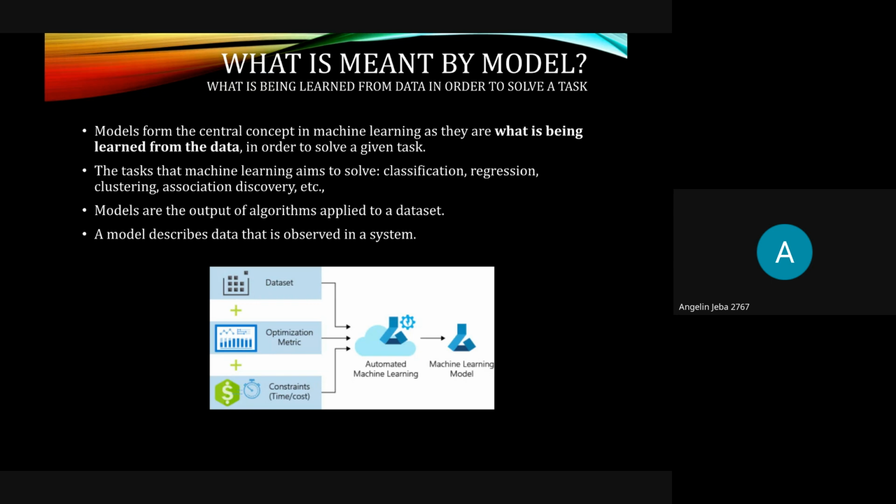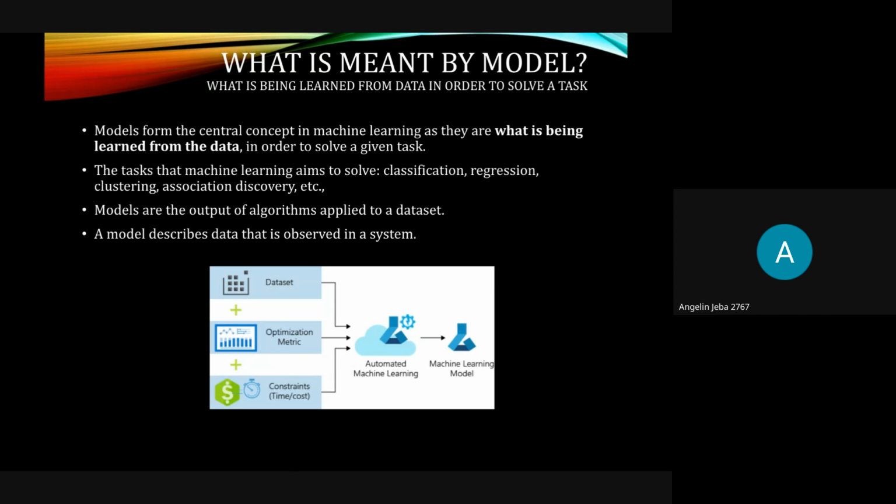Okay, so the tasks that machine learning aims at are to classify, regression, and group analysis, that is clustering. Based on that analysis, we cluster them into particular groups, and then association discovery. So how one is related to another. For example, we are finding something for protein and disease detection. From that, we'll see the side effects too. What are the side effects that are causing the disease and everything?